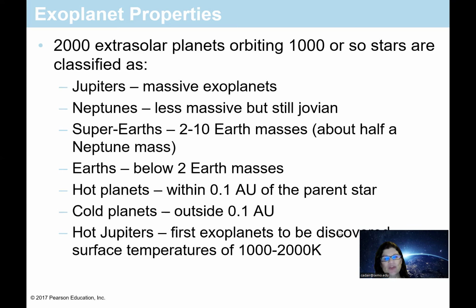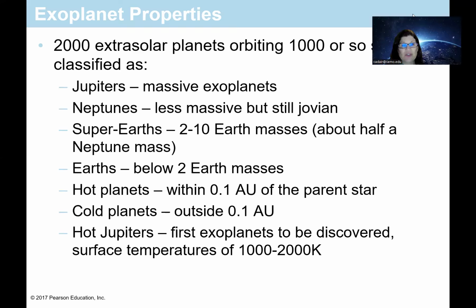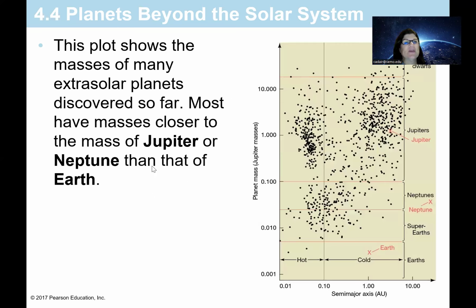And then hot Jupiters, these are the first exoplanets to be discovered. Their surface temperatures are 1,000 to 2,000 K. And anyway, they were easy to find because they were close, caused a wobble, and they're big. All right. So this plot shows the masses of many of the exoplanets discovered so far. Most have masses closer to Jupiter or Neptune than Earth.